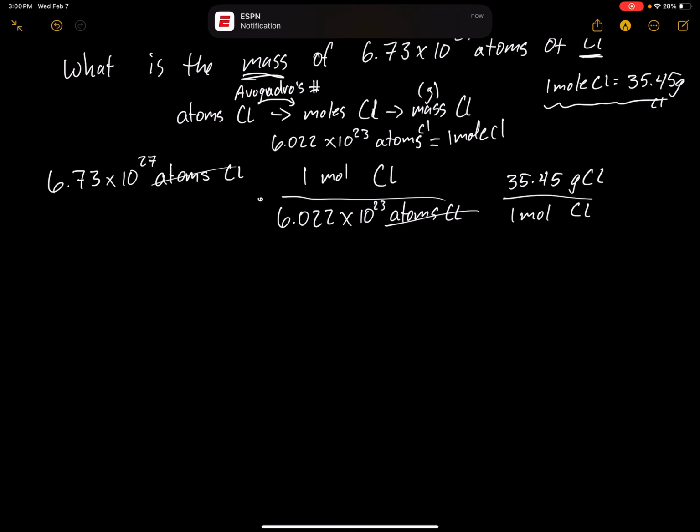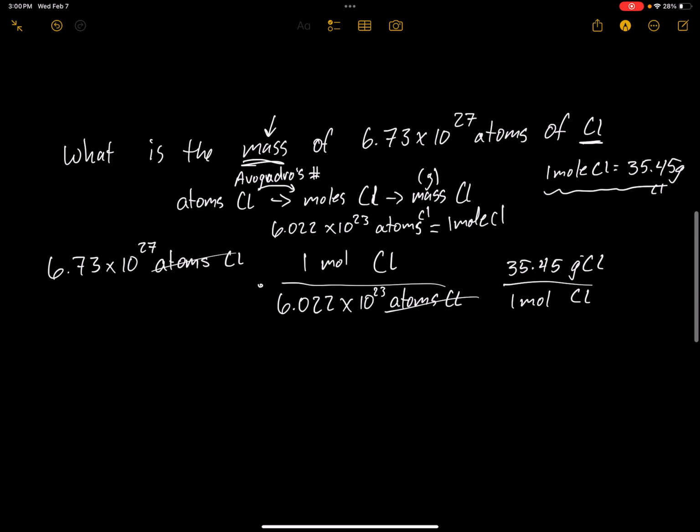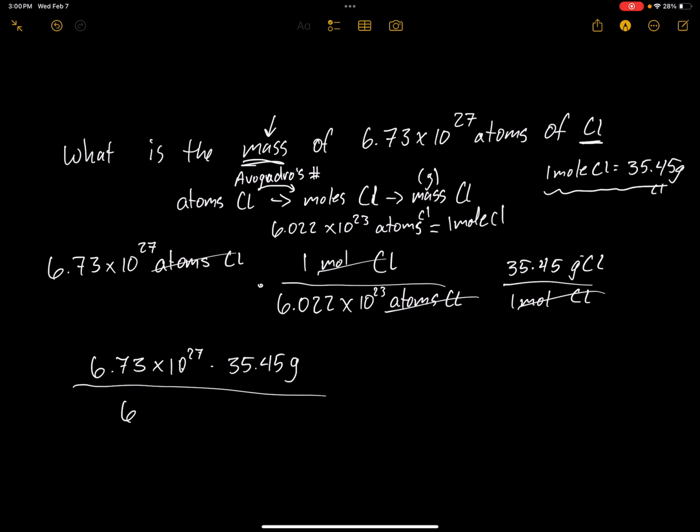And they have a mass of 35.45 grams of chlorine. Now, when I'm looking at that, it asks me what the mass is. And so now that I'm in grams right here, we're good, right? These moles cancel off, and I can just go ahead and plug all this in. Now, on a calculator, you would want to do 6.73 times 10 to the 27th, times the 35.45 grams. Again, grams are the only thing that haven't canceled off. And then in the bottom, I've got 6.022 times 10 to the 23rd.